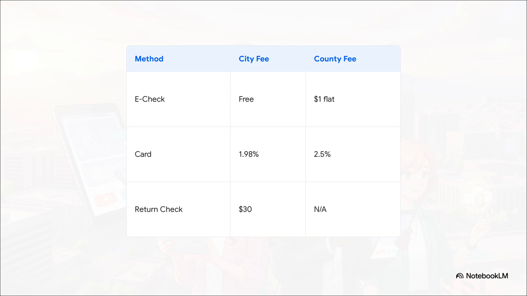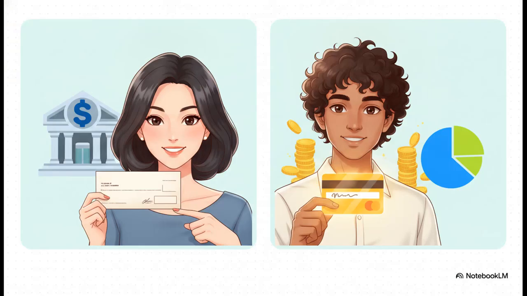Compare that to using a credit or debit card, where a third-party processor will charge you a 1.98% fee on the city site or a hefty 2.5% processing fee on the county portal. On a tax bill of a few $1,000s, those percentage fees add up incredibly fast. Oh, and definitely note that painful $30 penalty for a return check. Accuracy is vital. So, if you go the e-check route, always remember to use the routing and account numbers directly from the bottom of your checking account.